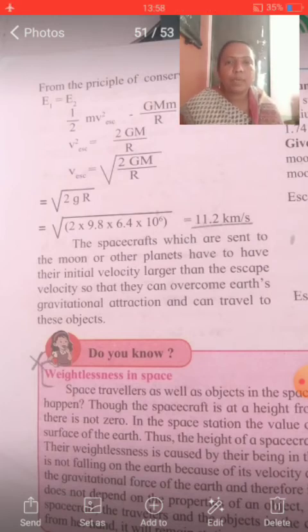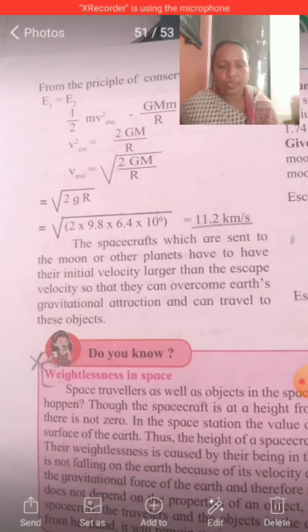Here we have completed our first lesson, that is gravitation. The point below it, do you know, it is deleted from the syllabus, we don't have to study it.